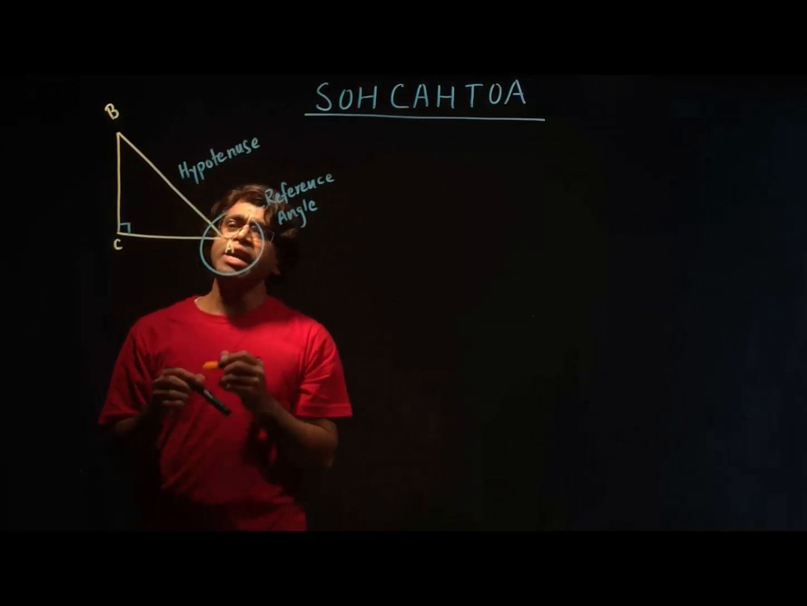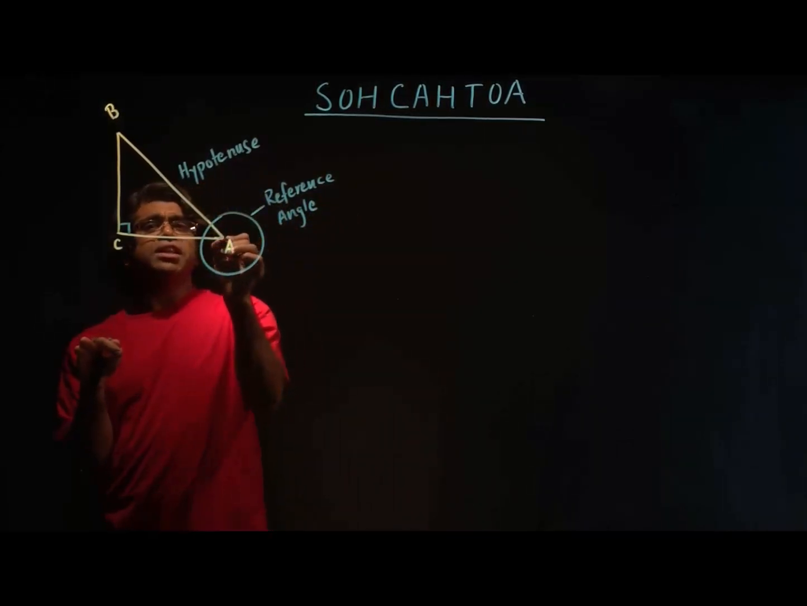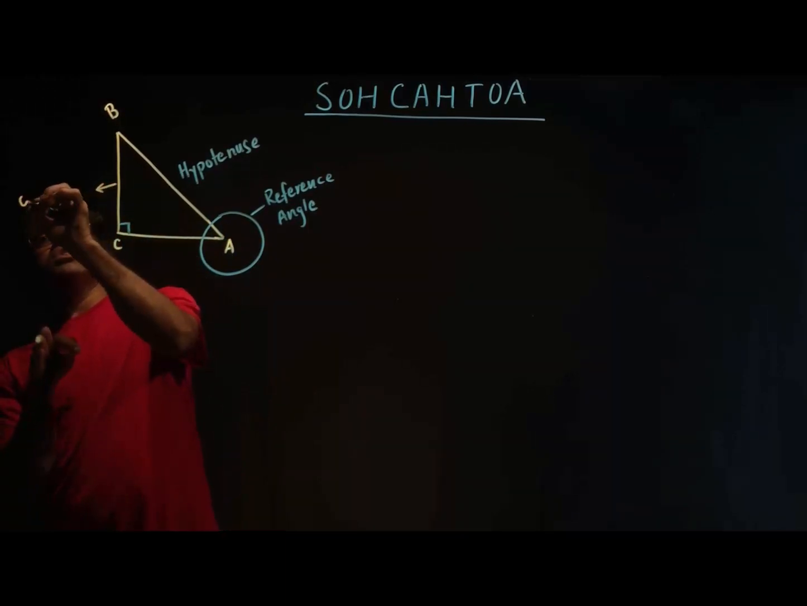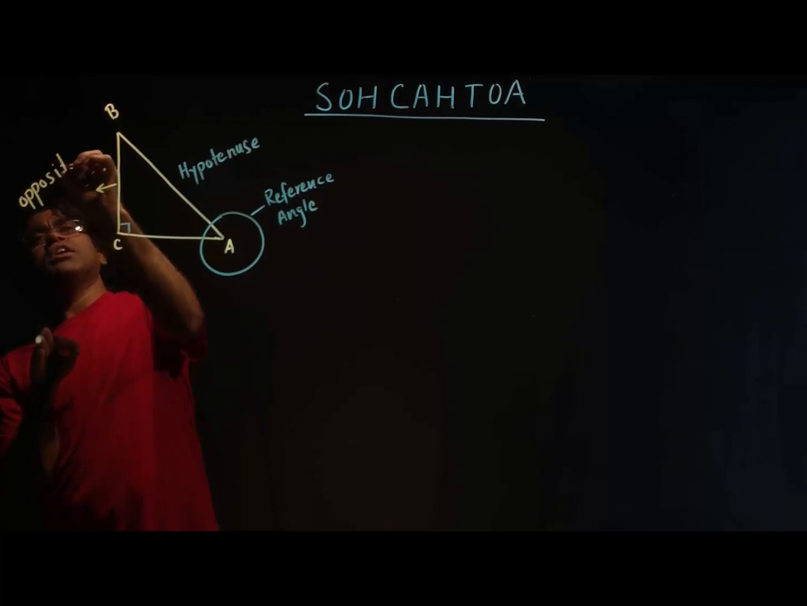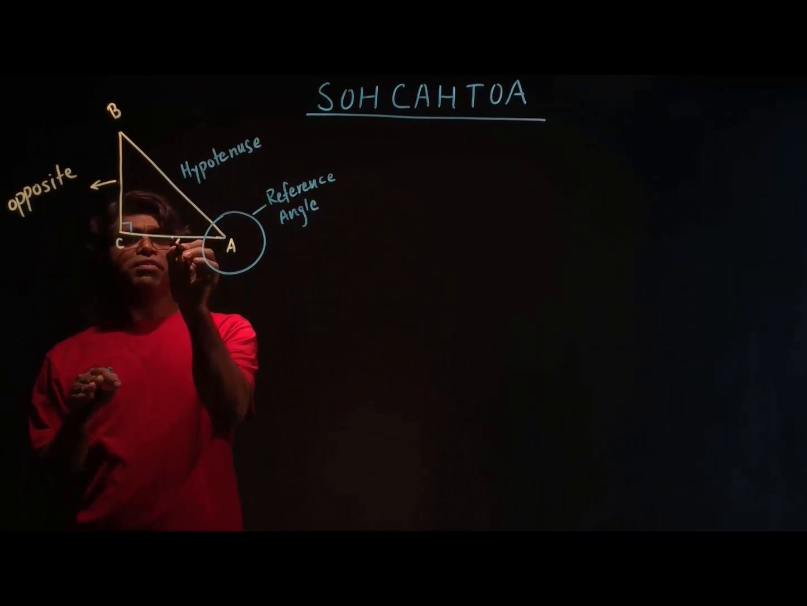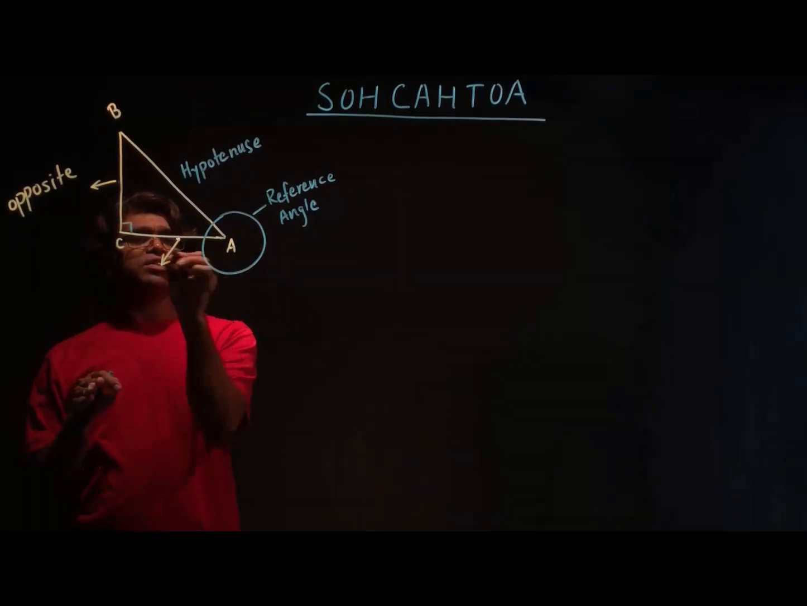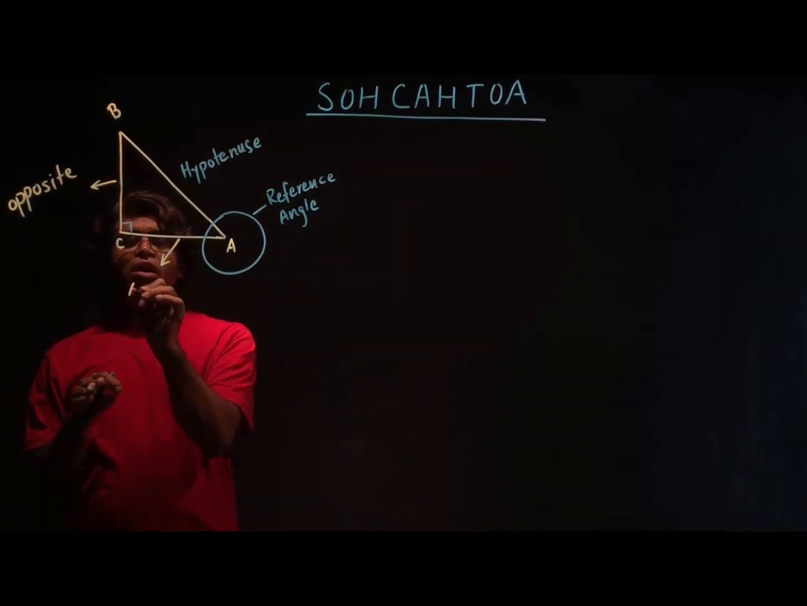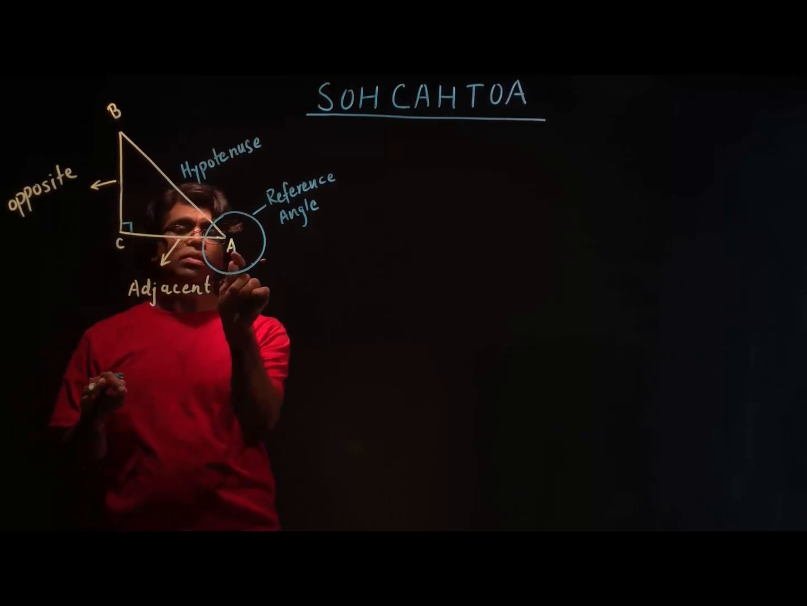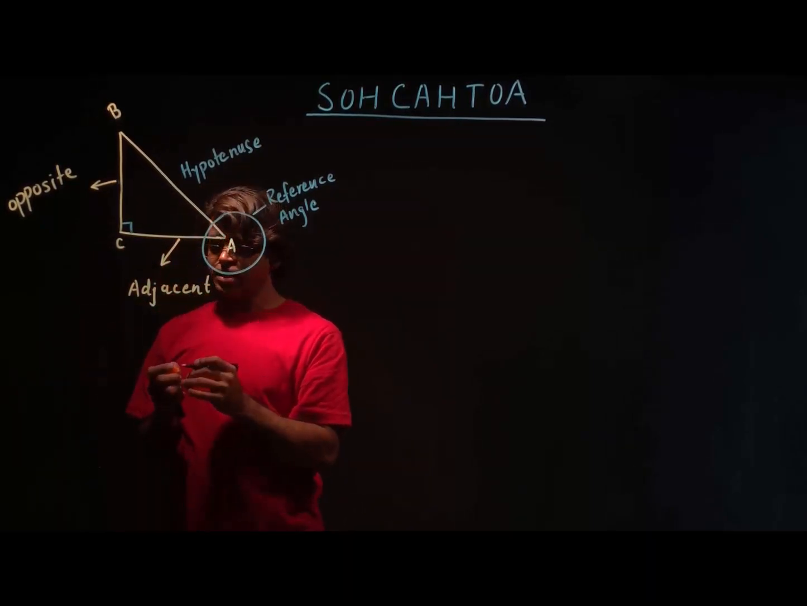If A is my reference angle, then the name of the side opposite to A, which is this side, is known as opposite. And the name of the side next to the reference angle, which is this side, AC, is called adjacent.